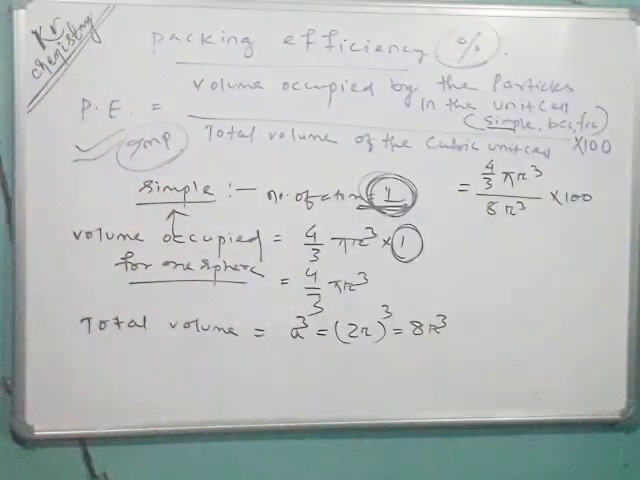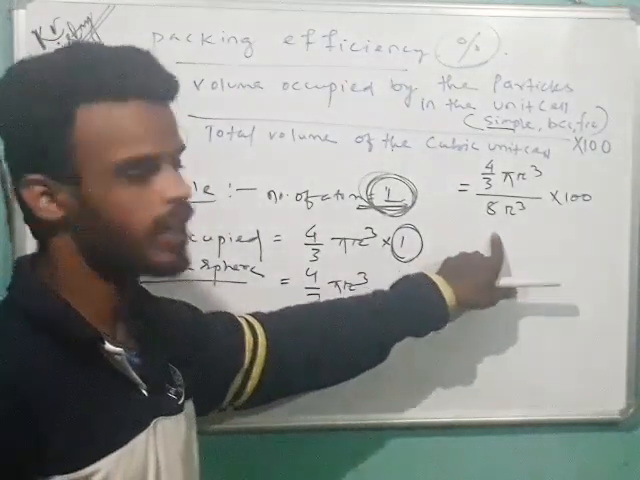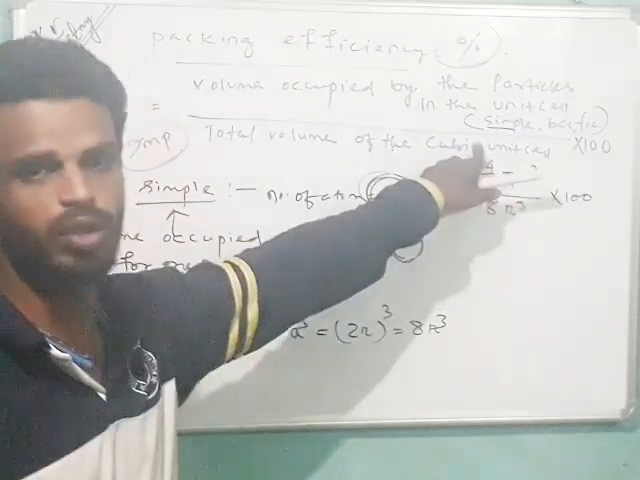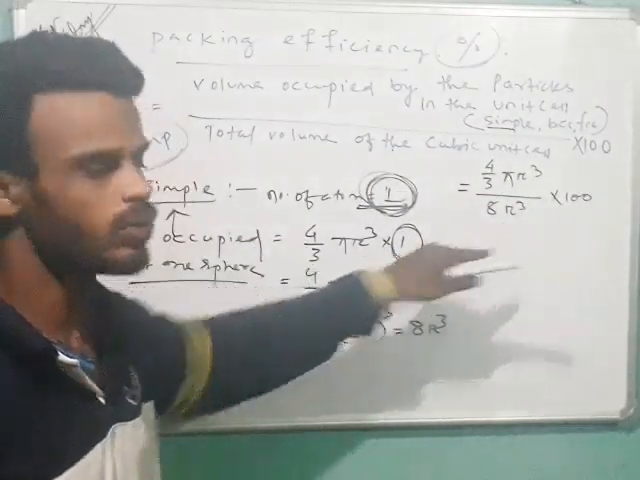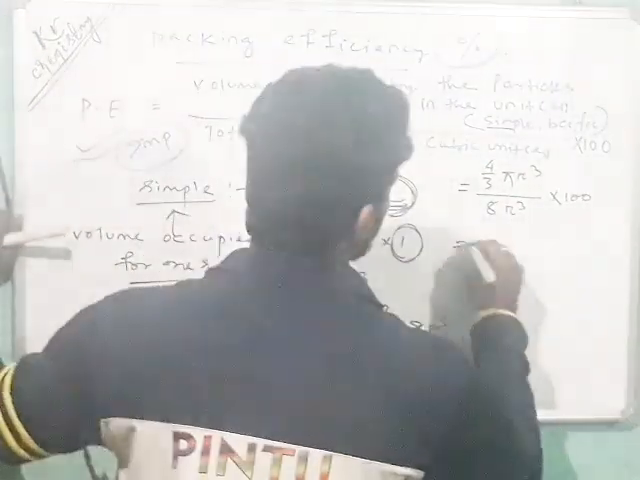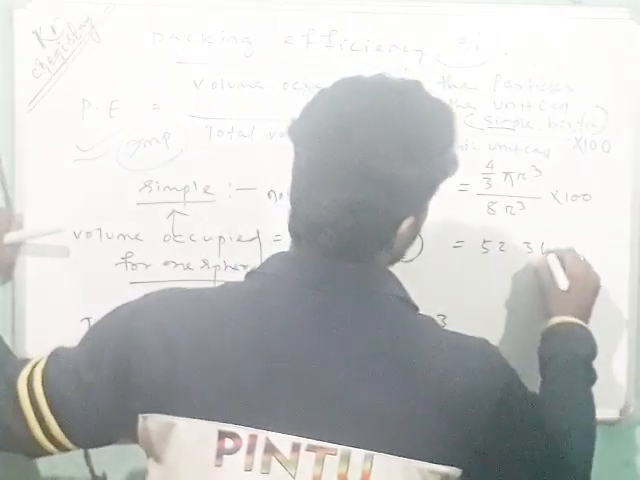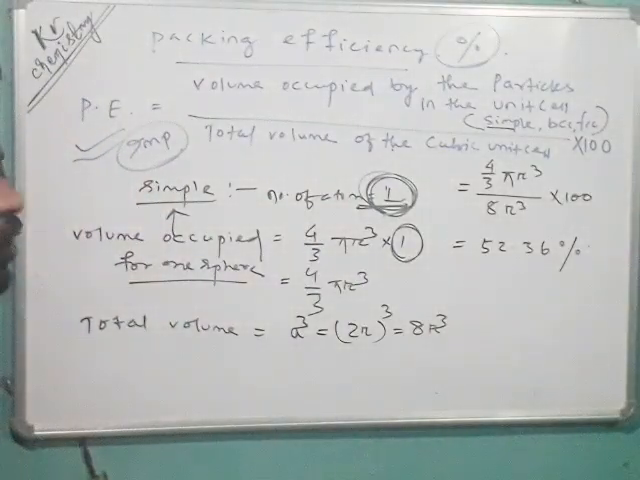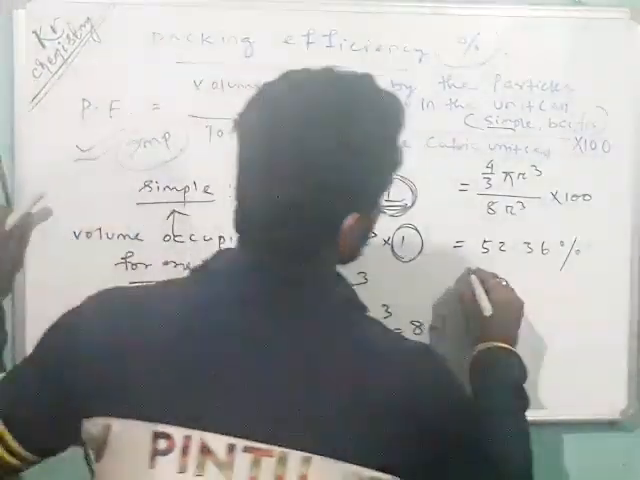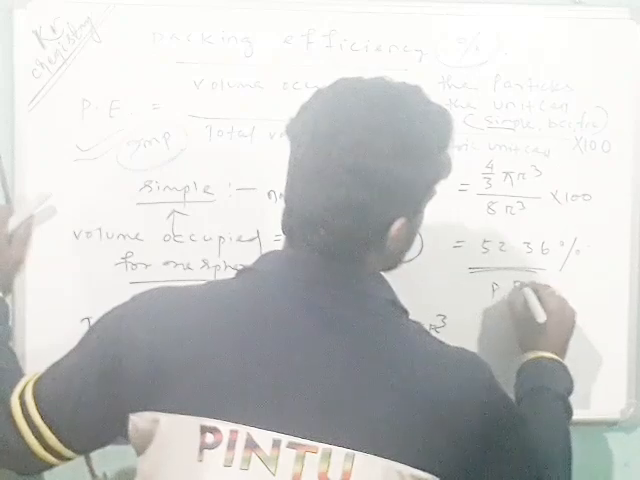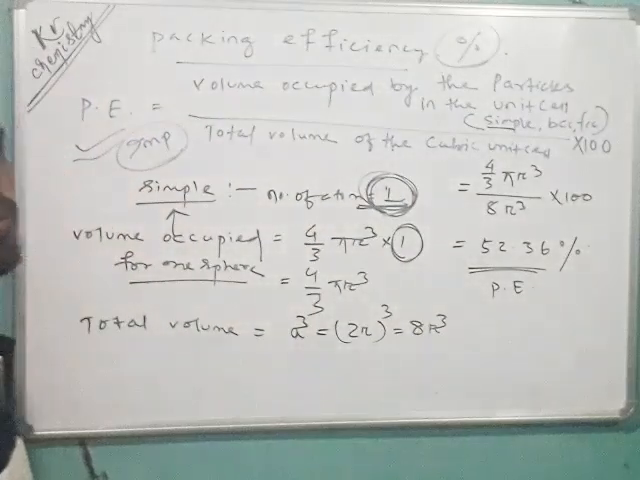4 by 3 pi r cube divided by 8 r cube, the volume occupied by the simple cubic unit cell being 8 r cube. The value of this is 52.36%. For simple cubic crystal, the packing efficiency is 52.36%.